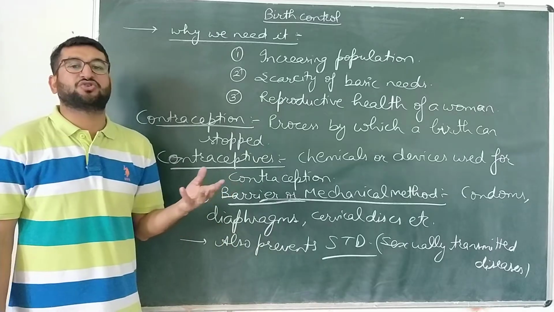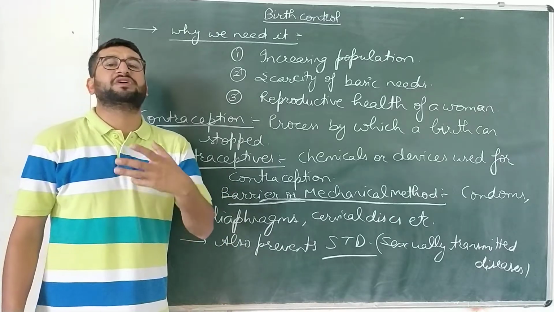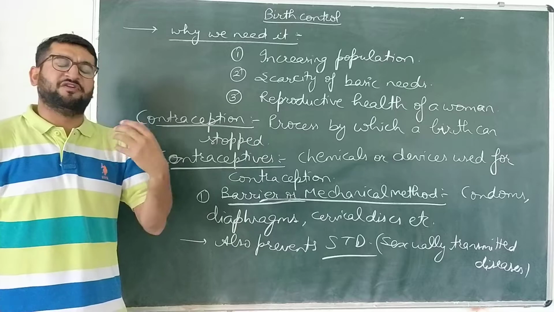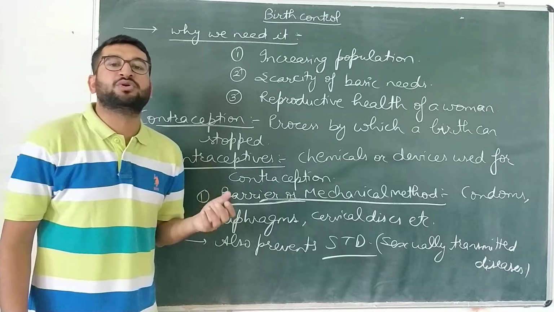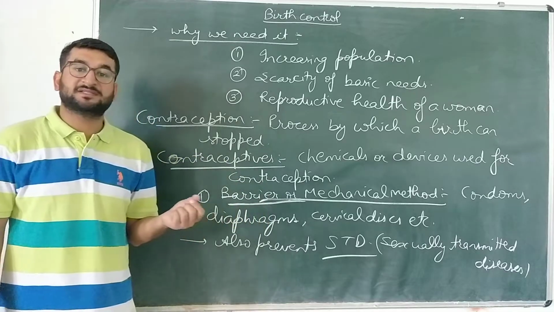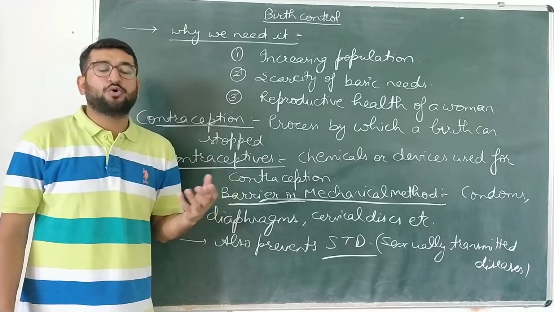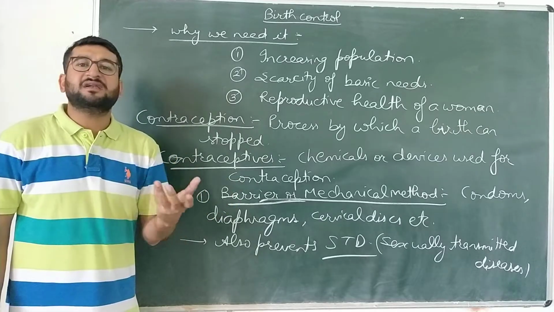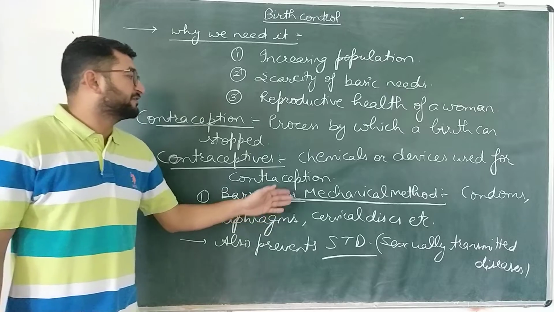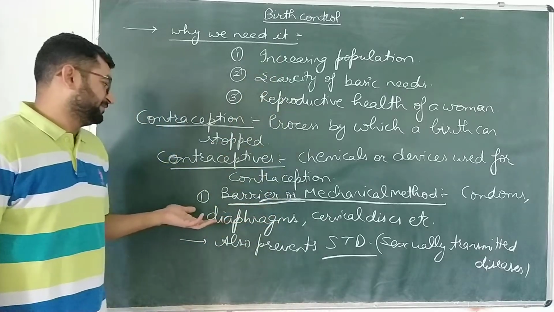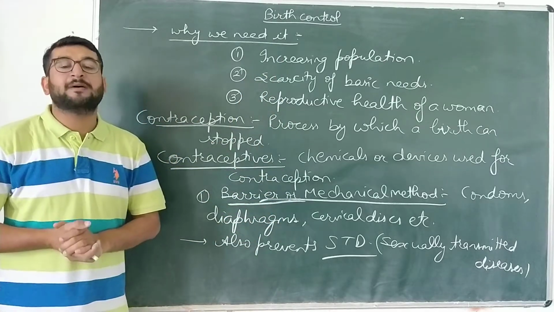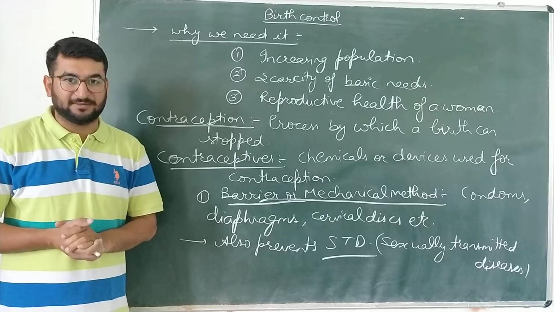Example, AIDS, which is caused by HIV, human immunodeficiency virus. The full form of AIDS is acquired immunodeficiency syndrome. Next, syphilis, gonorrhea, all these are STD. We'll discuss that topic after completion of contraception. So that is the first method, that is the barrier or mechanical method.